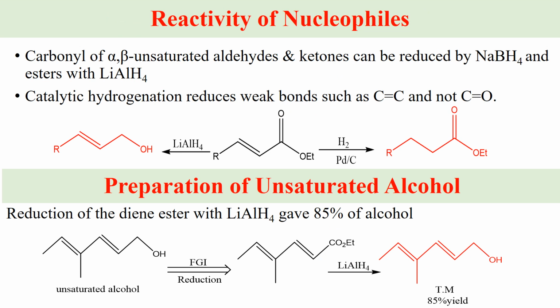Addition product also depends upon the type of nucleophile. Softer, less basic nucleophiles are good at conjugate addition, while the hydride and alkoxide are better at direct addition. That's why aldehydes, ketones and esters are reduced by hydrides, while catalytic hydrogenation reduces only the carbon-carbon double bond, as there is no ionic reaction. Another example is the preparation of unsaturated alcohol. Reduction of the diester with lithium aluminium hydride gives the target molecule.